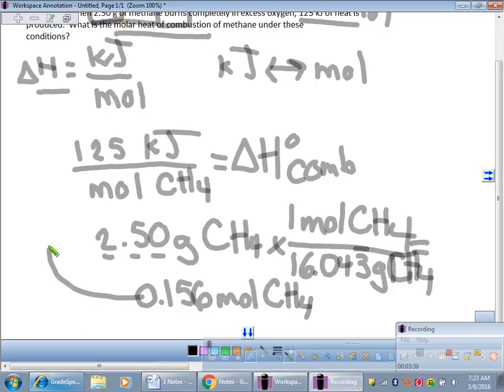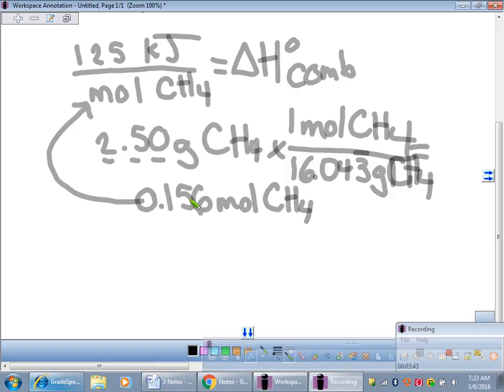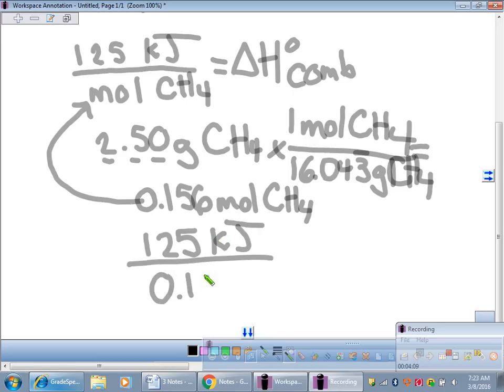So remember, this is what we're going to use to get our molar heat of combustion, because molar heat of combustion is kilojoules per mole. We know how much heat was released, but we want to know how much heat is released per 1 mole of methane. Well, this is not 1 mole, this is 0.156 moles. So again, if we do our division, it will convert it to our molar heat of combustion. So kilojoules divided by our moles will give us our molar heat of combustion.